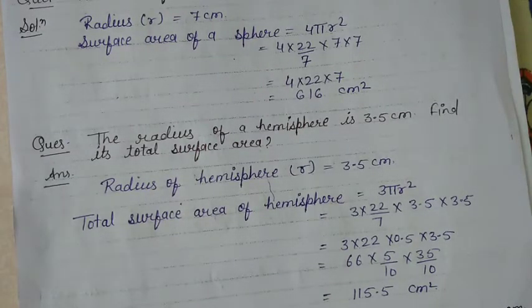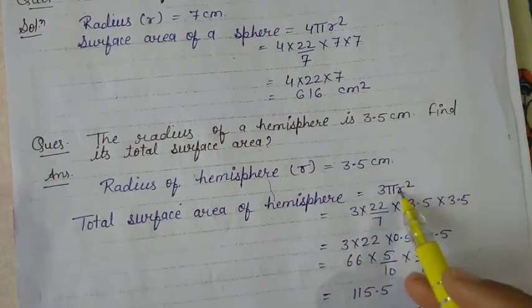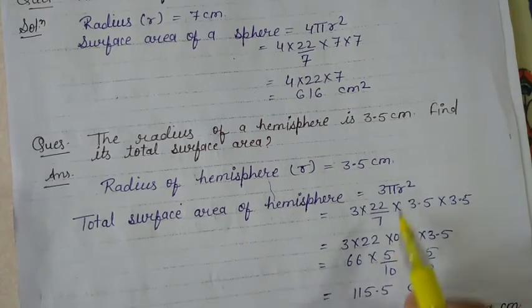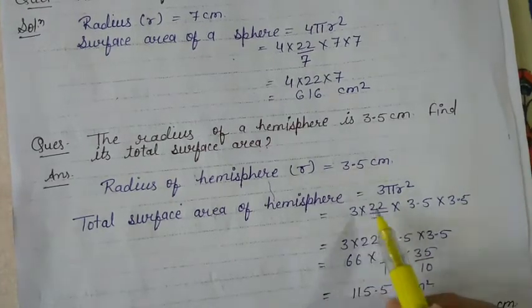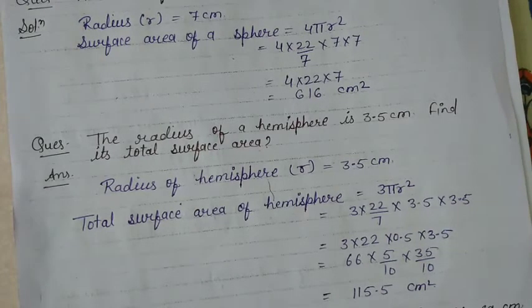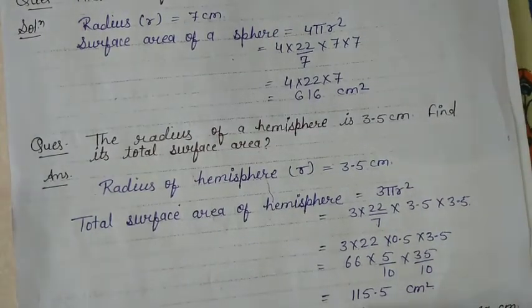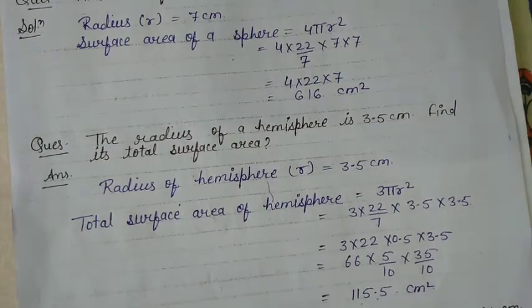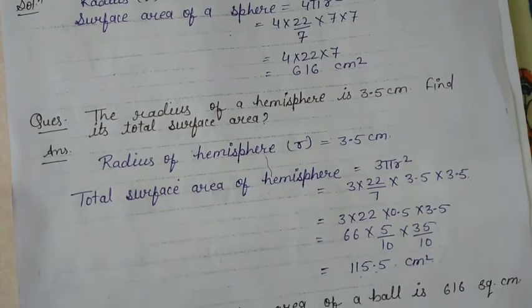Students, in this question we have to find the total surface area of a hemisphere and the radius is given. So radius of hemisphere equals 3.5 centimeter. So total surface area of a hemisphere equals 3 pi r square. So when we put the value of r equals 3.5, then we get 3 into 22 upon 7 into 3.5 into 3.5. When we solve it, we get our answer 115.5 square centimeter.